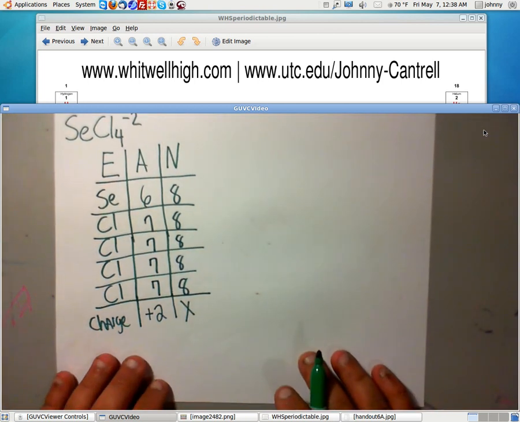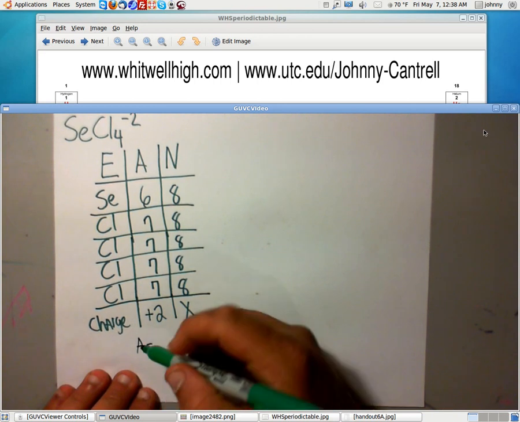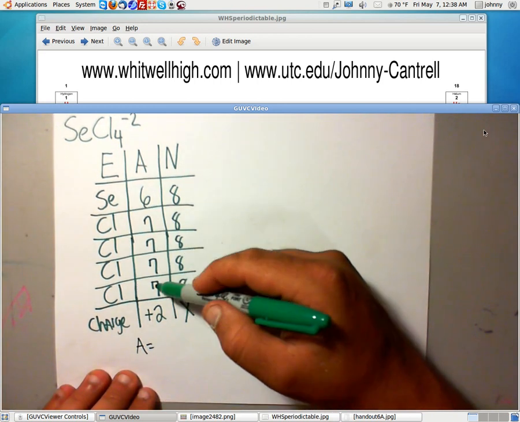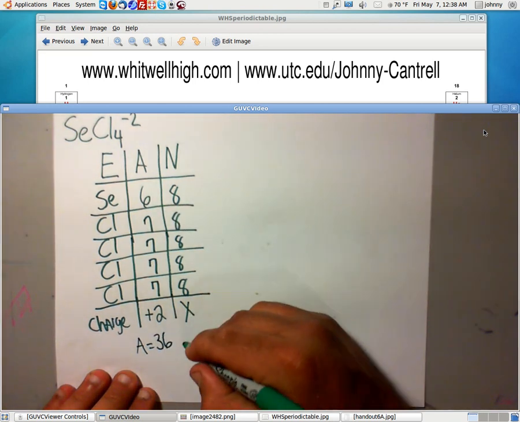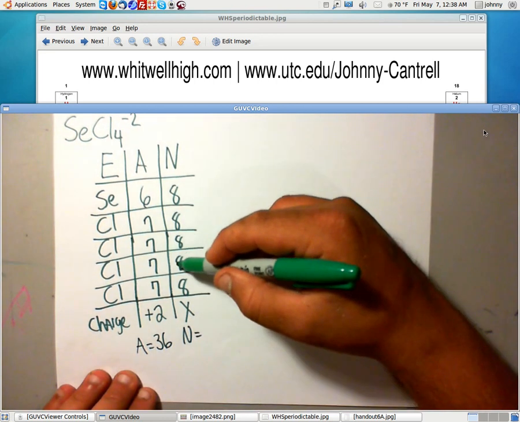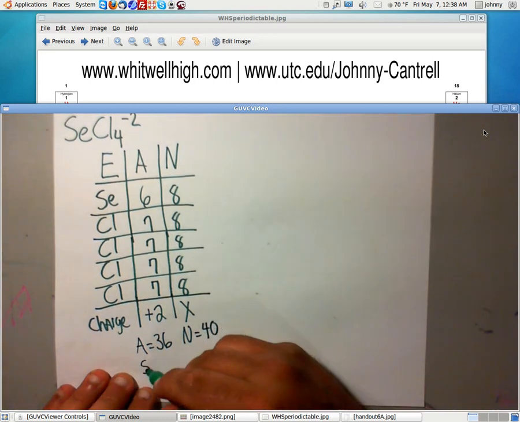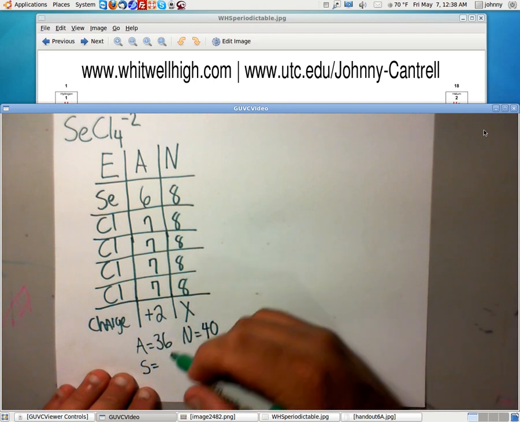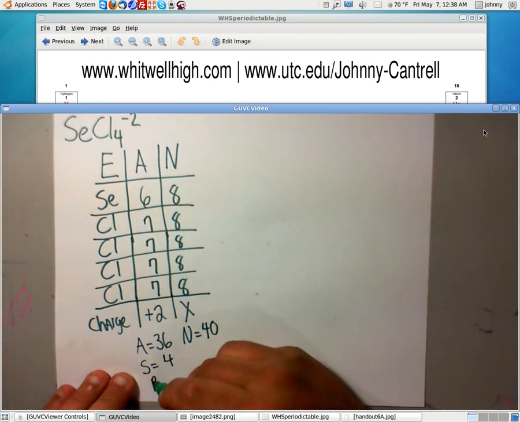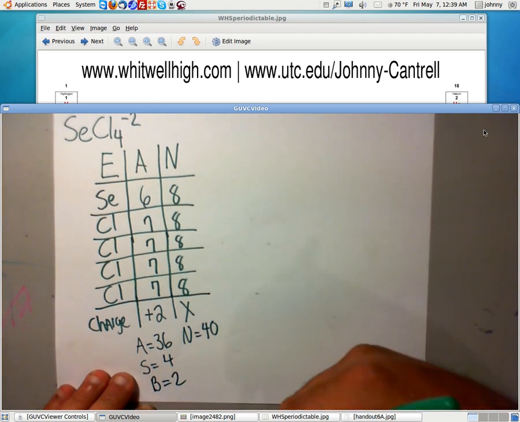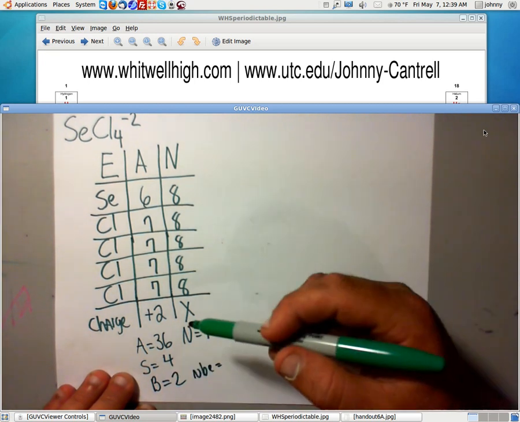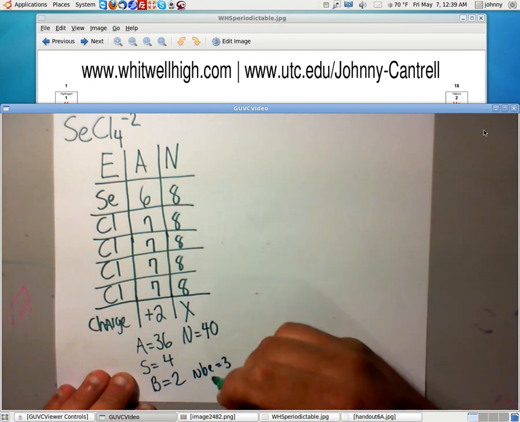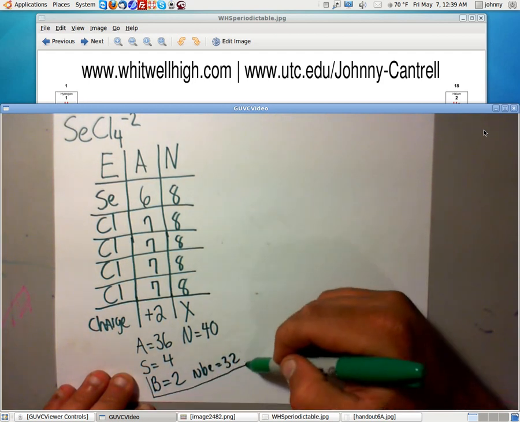After that, we need to get our totals. Our total for A, well, let's see, 1, 2, 3, 4. 4 times 7 is 28, and then 28 and 2 is 30. And 6, that's 36. N totals up to be 1, 2, 3, 4, 5. That's 40. Now when we subtract these, 40 minus 36 is 4. Now, how many bonds is that? The number of bonds is 2. Well, don't worry about that. Just keep doing the calculations. NBEs, well, A minus S is what? 32. So this is what we have calculated.